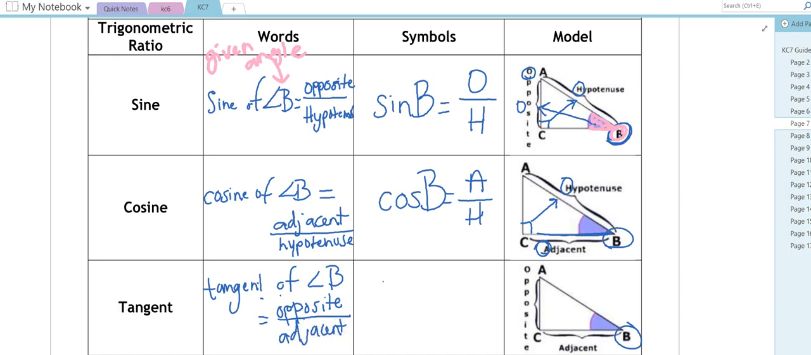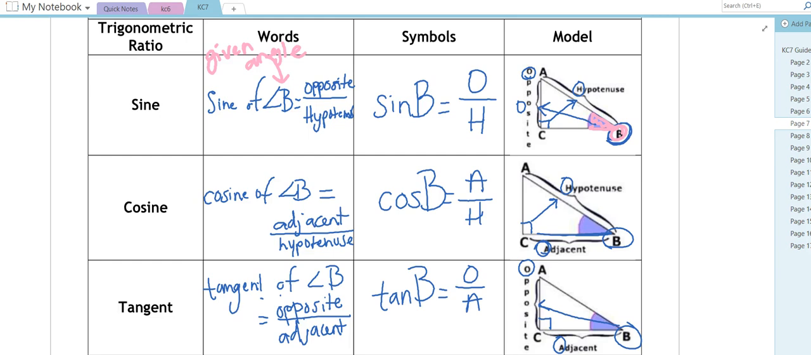So abbreviated in words, tangent is represented as TAN, so tan of angle B is equal to the opposite side over the adjacent side. So again, from that angle, opposite was the one that's across from it, so this is where my O is. Adjacent is the side that is next to it. Notice that this was my 90-degree angle, so the hypotenuse would be AB, but we don't need to know that.